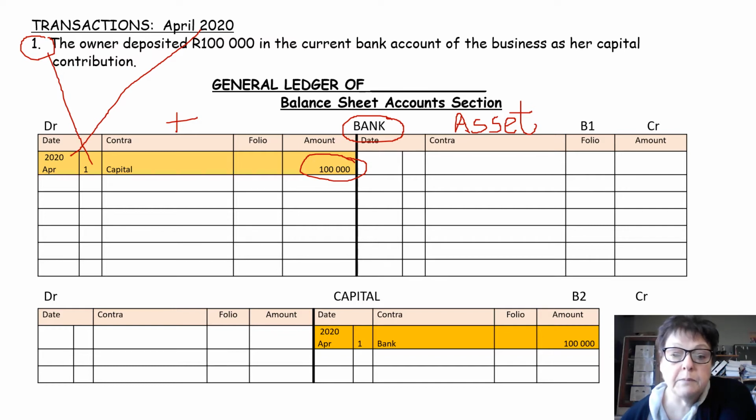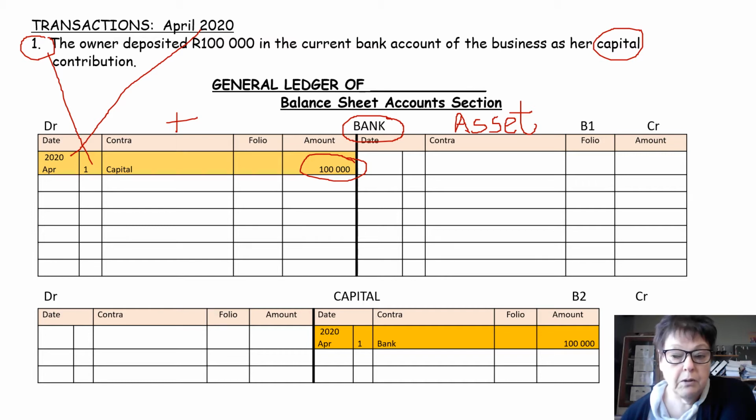The next question is, why do we get this money? Who gave this money to us? They tell us the owner, and it is a capital. So the contra will be your capital. Contra is the name of the other account concerned. Remember, each transaction will have an effect on 2 accounts. So if we receive money, bank will be the one account, and while we receive the money, which in this case is capital, capital will then be the other account.